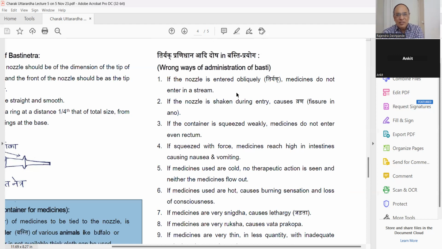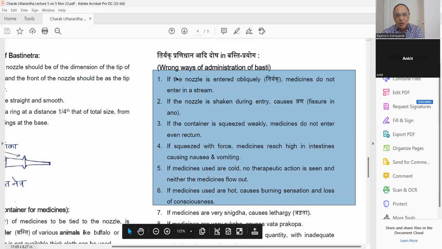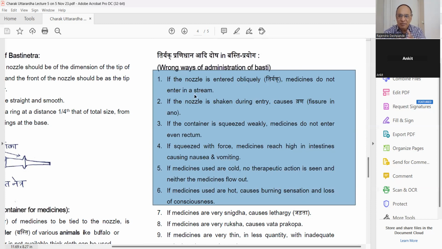Okay. So if the nozzle is entered, first we will mark and then we will read, because then it is easy. If the nozzle is entered obliquely, this nozzle, which is entering into the Guda, anal region, anal hole, medicines do not enter in a stream. If you wrongly, obliquely, that will be of no use. If the nozzle is shaken like this during the entry, shaken, move, then it will cause the vrana, fissures in the ano, all types of trauma will be there. If the container is squeezed weakly, bag is not squeezed, pressing not properly, medicines do not enter into the rectum.